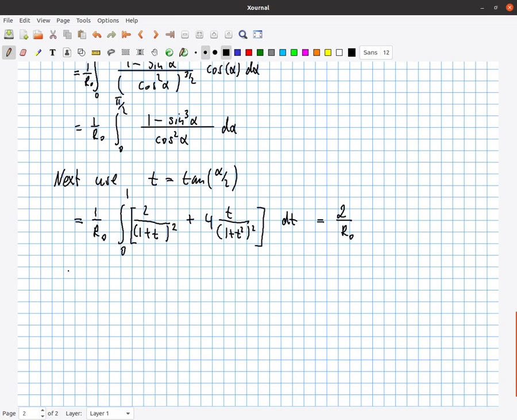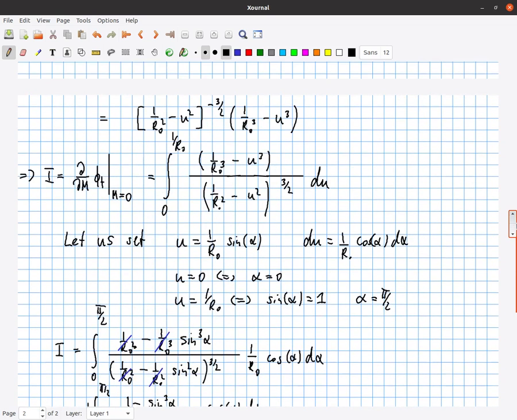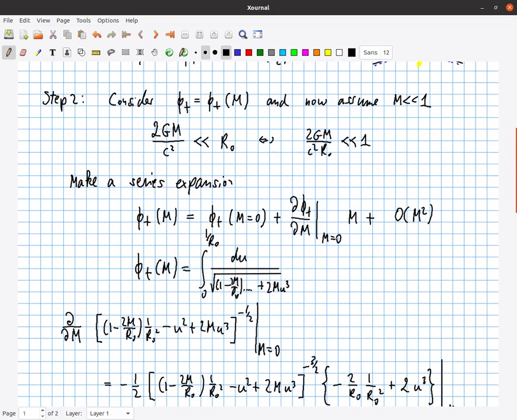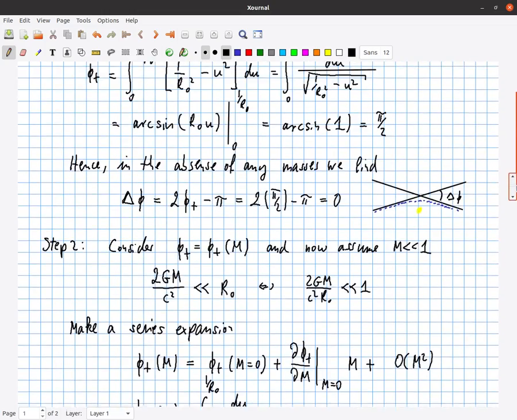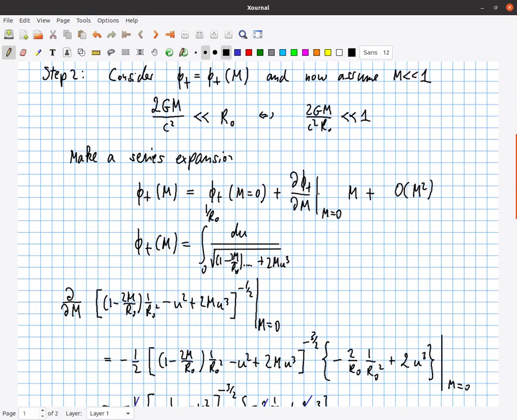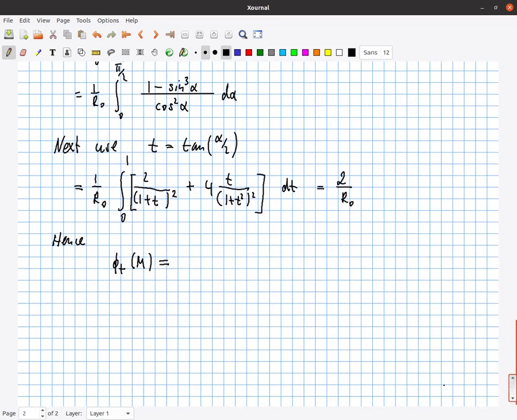So this means that our phi plus of m, we now need to go back to all our results. So our idea was to write a series expansion. Phi plus when m is 0 was the first result here, which is pi over 2. And the second result is the one we've just computed here. So let's put this all together.